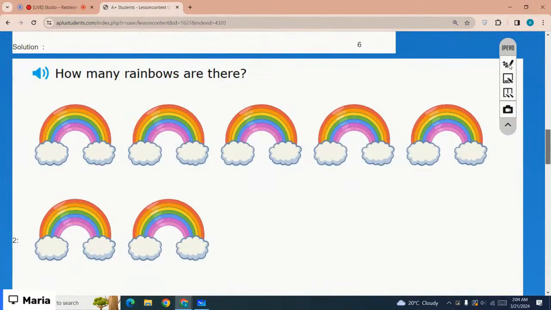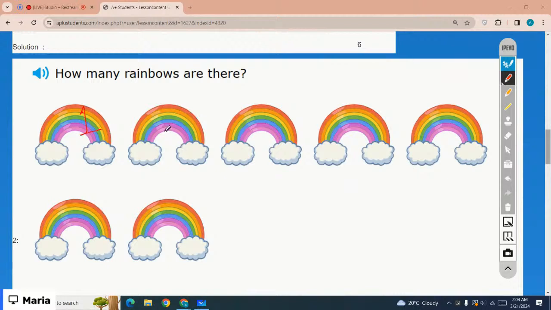Okay, the next one is how many are there. So rainbows, right? Please write the answers once. They are 1, 2, 3, 4, 5, 6, and 7. So that means there are 7 rainbows, right? The correct option is 7. There are 7 rainbows, right?